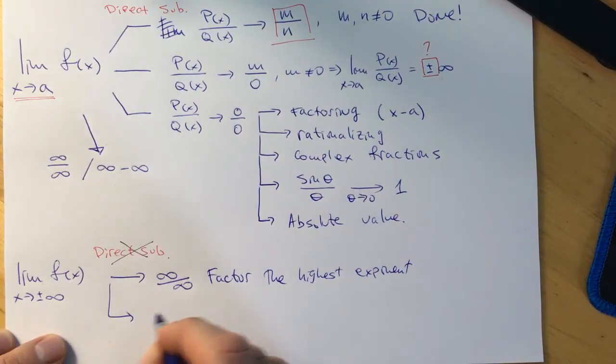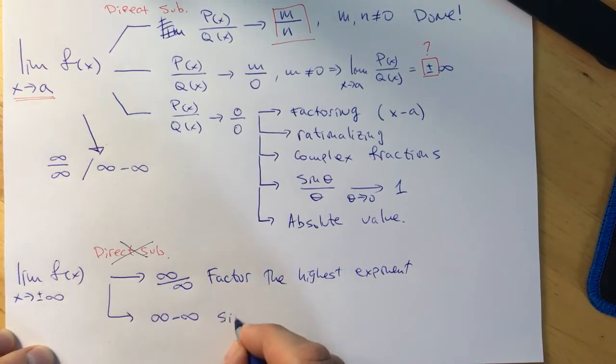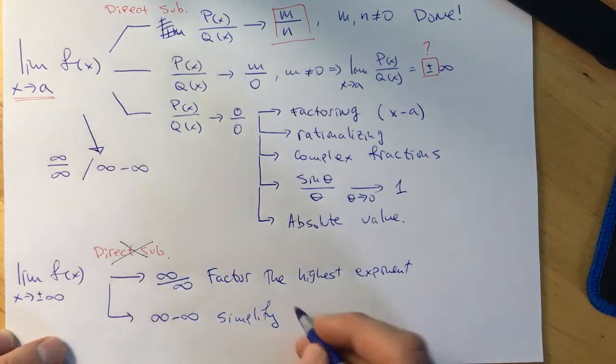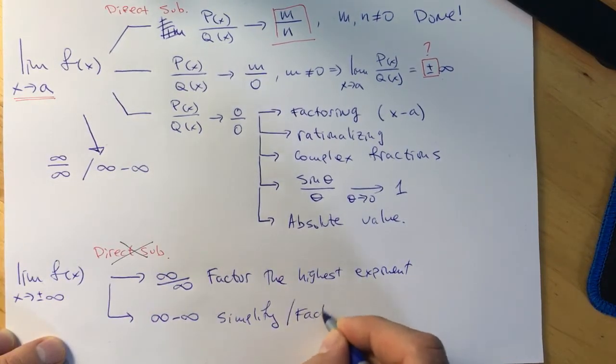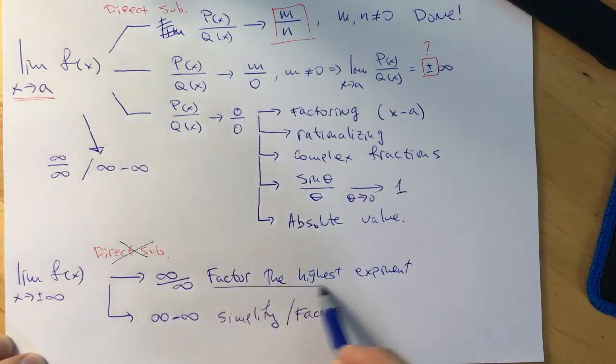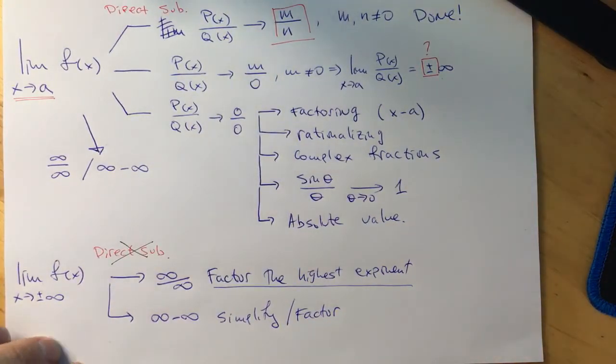Or, as I said, you can have infinity minus infinity, in which case first you simplify, okay, and try to bring this expression in this form, right? Simplify or factor, again, the highest exponent, which either will give you the answer or it will simplify to this type of limit, in which case you factor the highest exponent and then continue, okay?